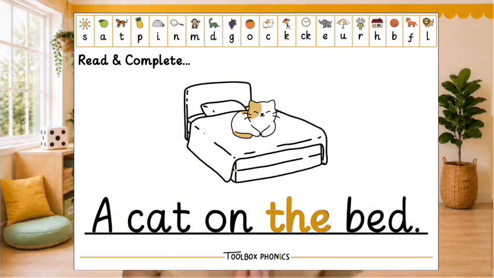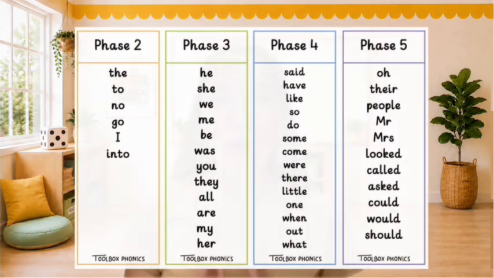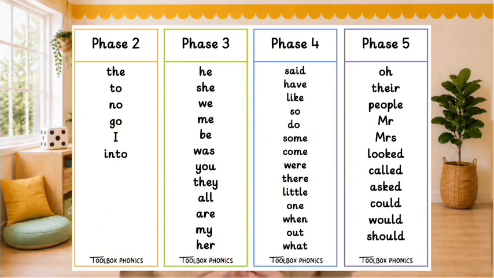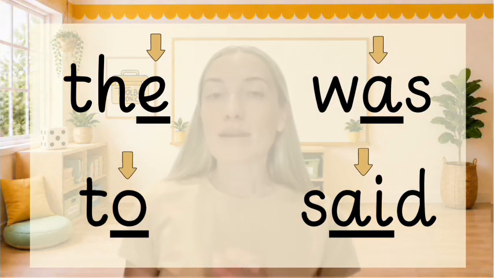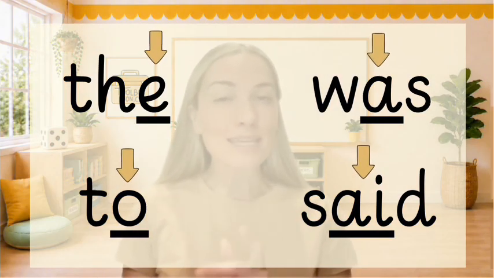Each phase, from phase 2 through to phase 5, takes a group of the Year 1 common exception words and incorporates them directly into the sentences. At Toolbox Phonics, we call these tricky words because there is a tricky part of the word that means we can't rely entirely on phonics to read them. All of the sentences in phase 2 will only include sounds and tricky words that have been taught up to that point within the program.